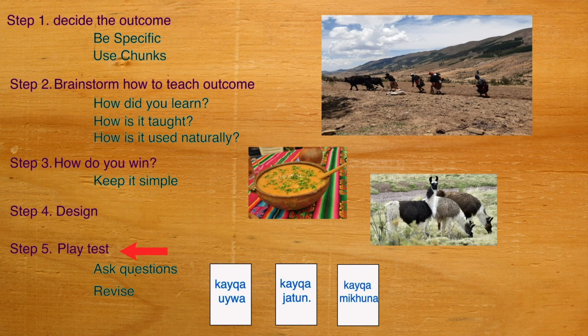Step 5, playtest. We didn't get a chance to do this, but now we would go out and actually play this game with other people, and then we would ask how it went. Based on their feedback, we would then go back and revise the game. And that's how to make a card game in your language.